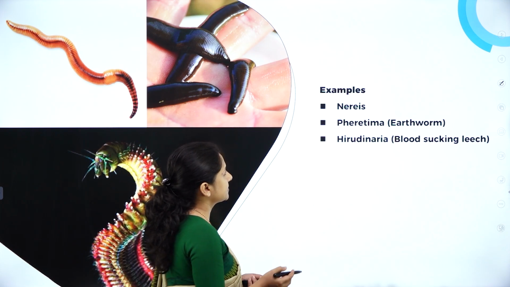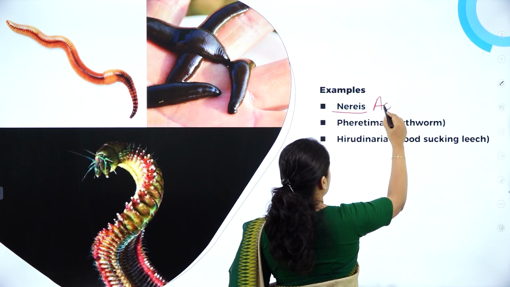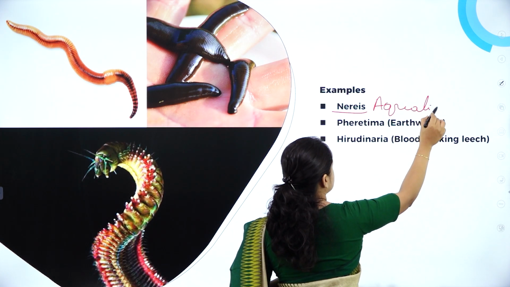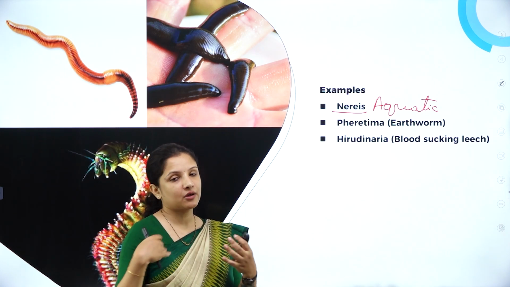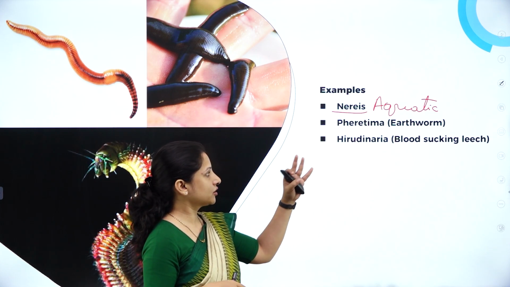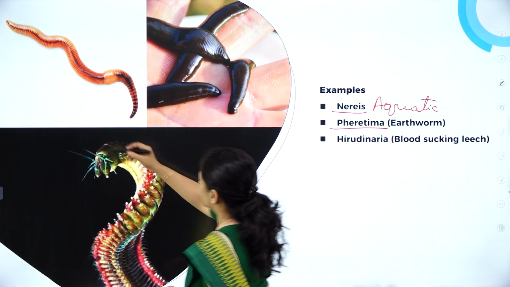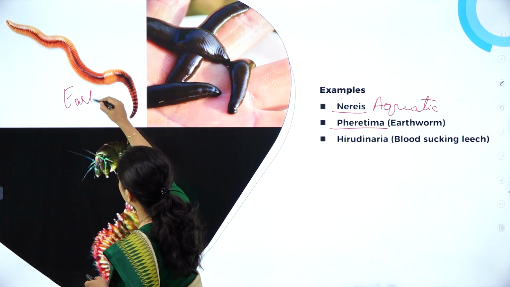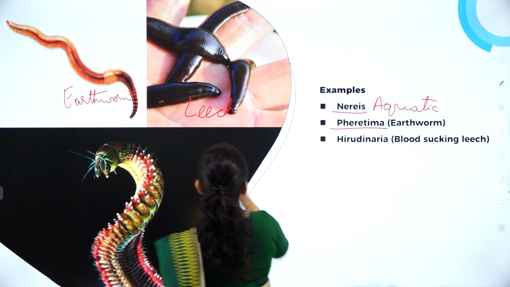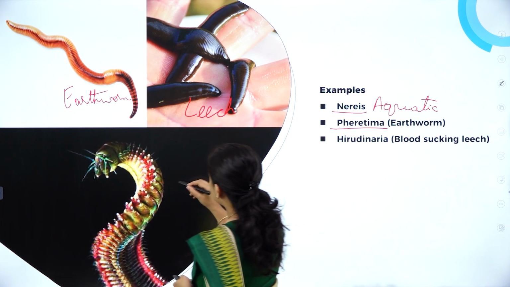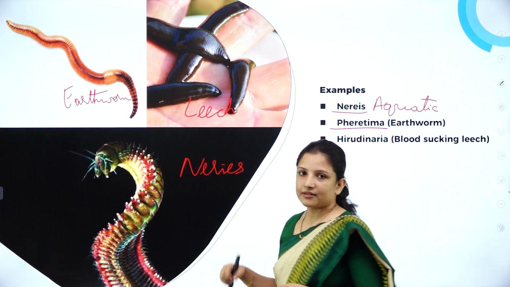Next, talking about some of the examples under this phylum Annelida, we have nereis, which is an aquatic annelid. What is their characteristic? They have parapodia, which is one of the important characteristics to distinguish nereis from the other two annelids, that is earthworm and leech. Earthworm is also called Pheretima. Then the blood-sucking leech is also called Hirudinaria, and this is nereis. So these are the different examples.